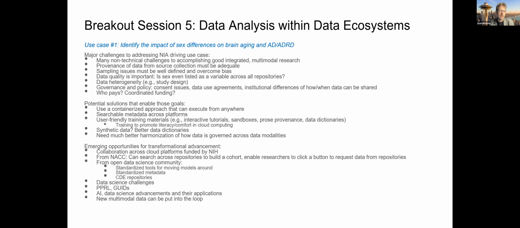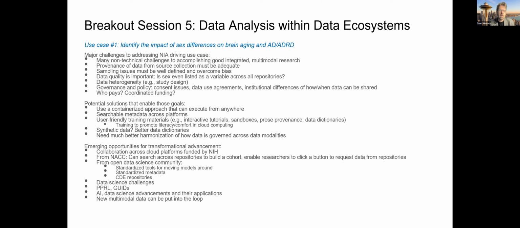We talked about some exotic things like improving data dictionaries by releasing, say, synthetic data across different data resources so that we wouldn't have to have governance on that data perhaps at all. And then there are lots of emerging opportunities.